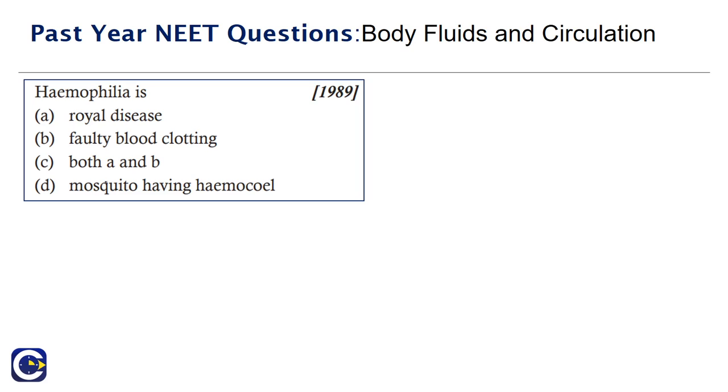So what is hemophilia? Hemophilia is basically due to faulty blood clotting. So there is absence of certain factors which leads to prolonged bleeding time. The clotting time also is increased. This is infamous because most of the royals, the British royals, have this disease. And this is also a faulty bleeding disease. So the answer is option C, both A and B.